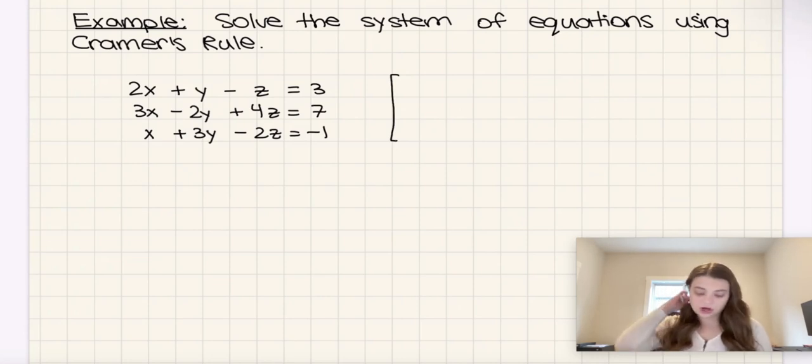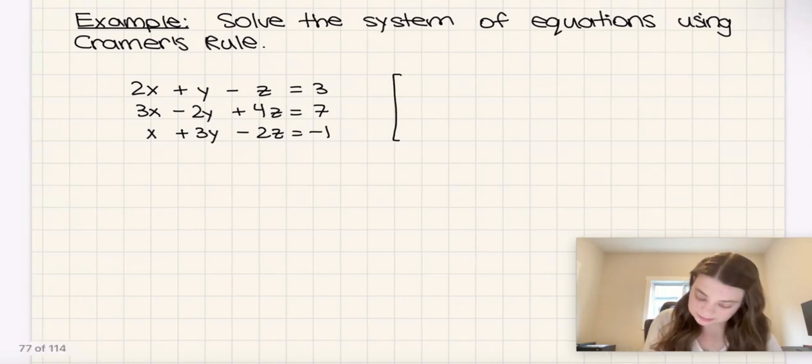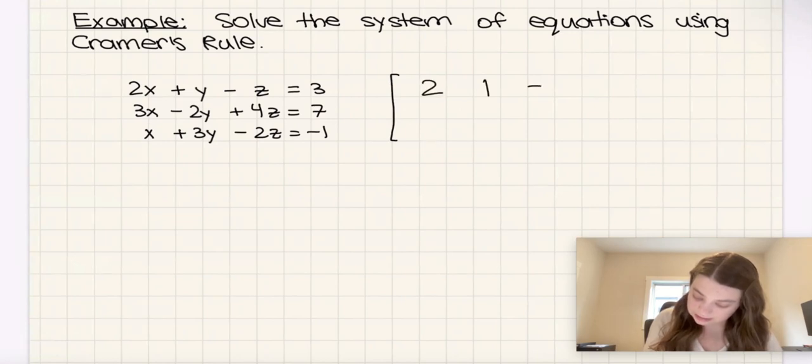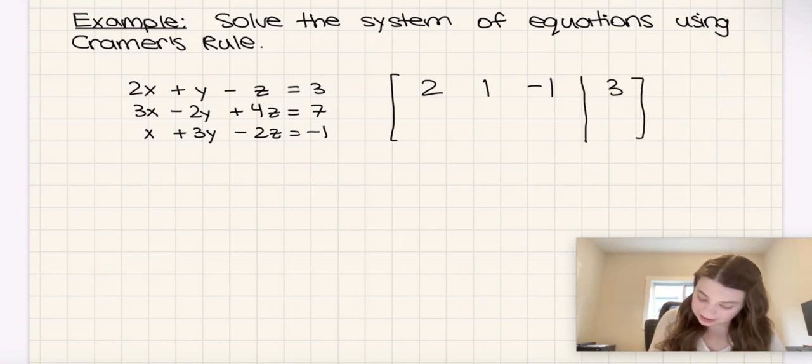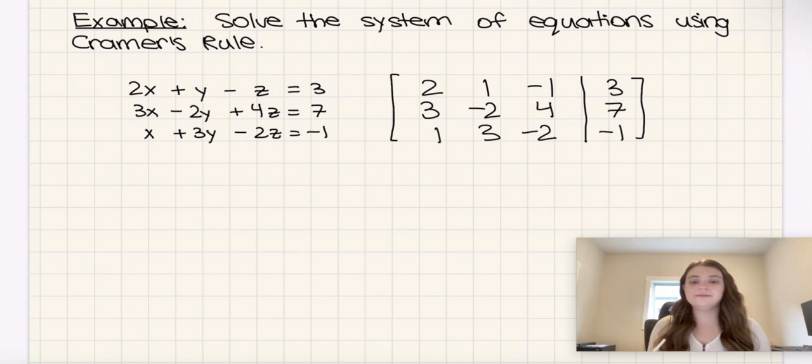So in terms of our coefficients for the first equation, it's going to be 2, 1, negative 1. And then our constant on the right is 3. Then for the second equation, we have 3, negative 2, 4, and 7. Then 1, 3, negative 2, negative 1, like that.